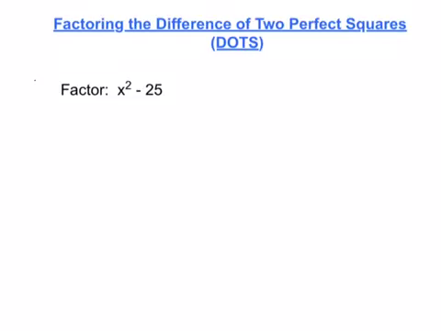In this video, we'll be discussing factoring the difference of two perfect squares. An abbreviation for it is DOTS. It just stands for difference of two squares. Okay, so let's take a look at this first example.